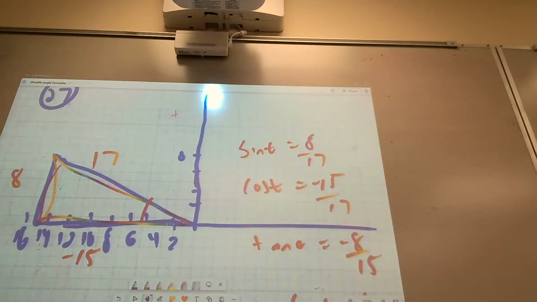So you should have this. Sine is 8 over 17. Cosine is negative 15 over 17. Tangent is negative 8 over 15.